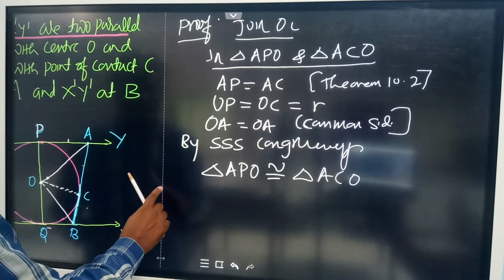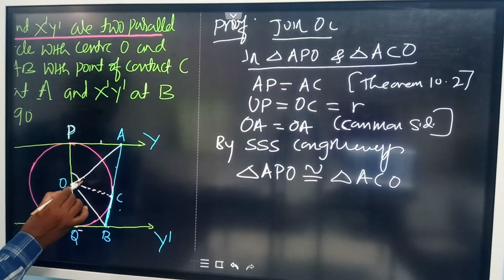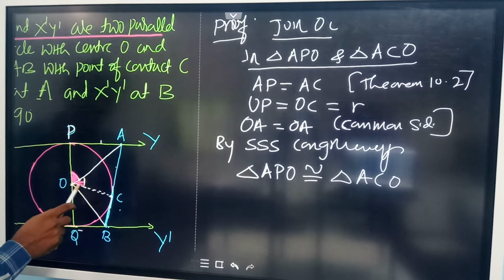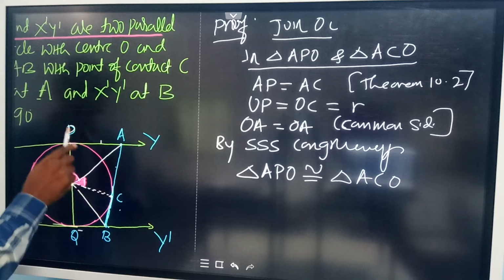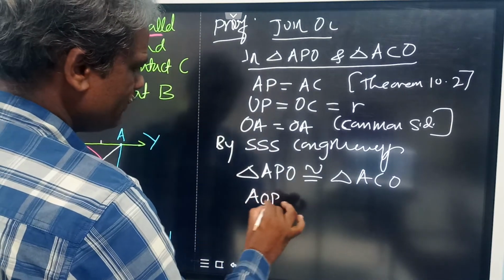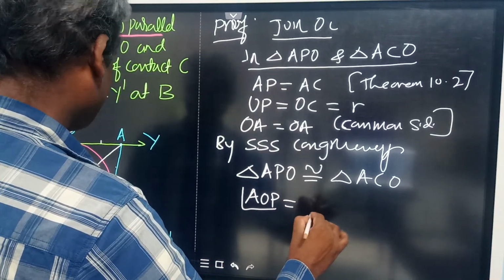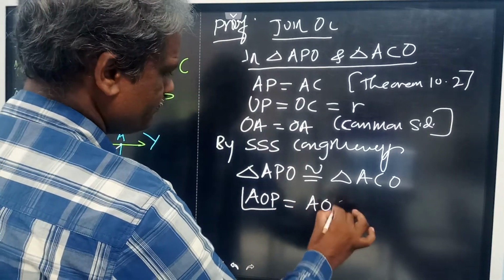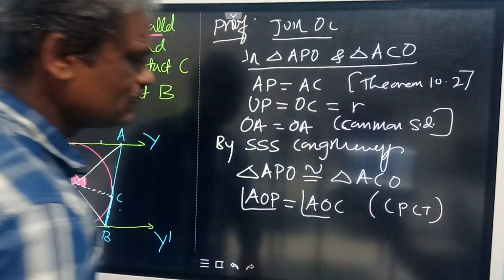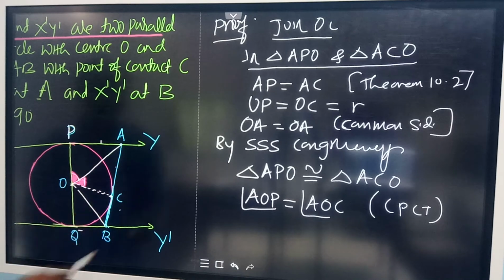So once you prove these triangles are congruent, I can write these angles are equal. This angle must be equal to this angle. I can write angle AOP must be equal to angle AOC, by CPCT, corresponding parts of congruent triangles. So we have written angle AOP is equal to angle AOC.